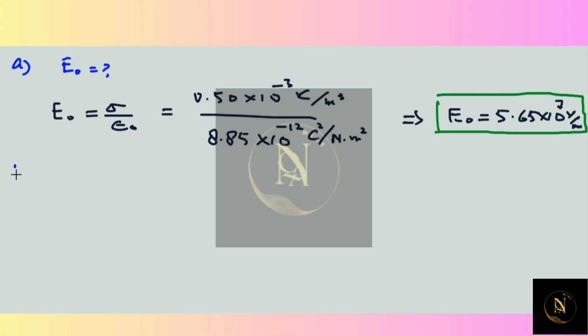In the second part of this problem, we have to calculate the potential difference between inside and outside of the cell. This potential difference is V naught. We can write this potential difference in terms of electric field as V naught is equal to E naught d, where d is the displacement between the outside and inside of the layer or cell.